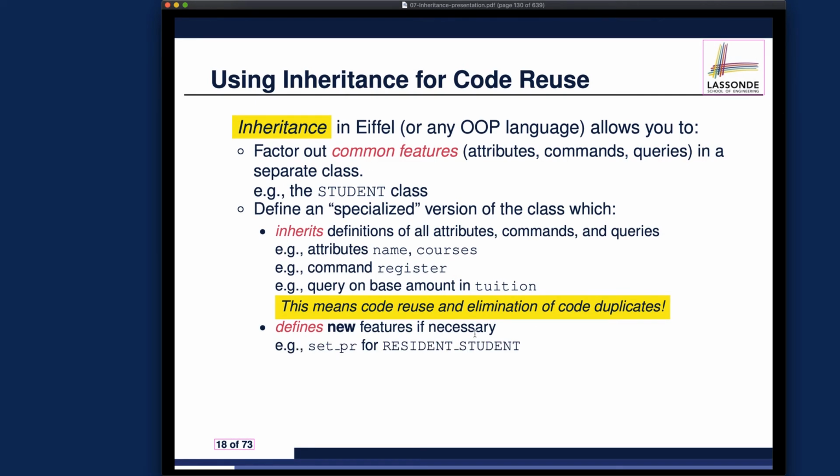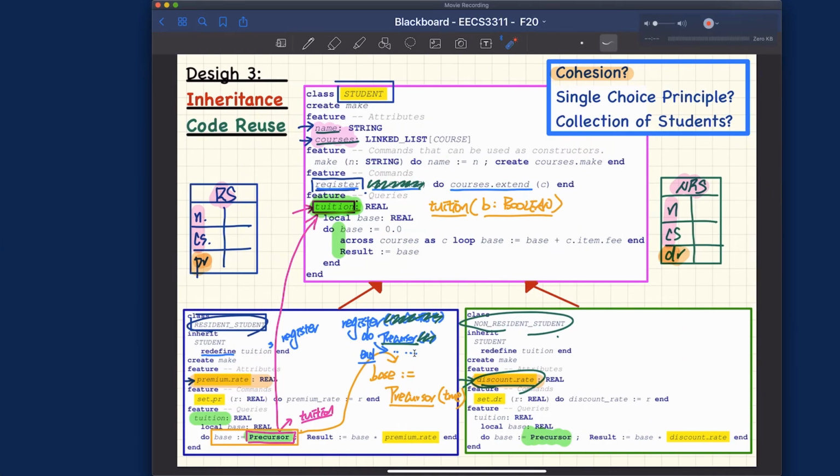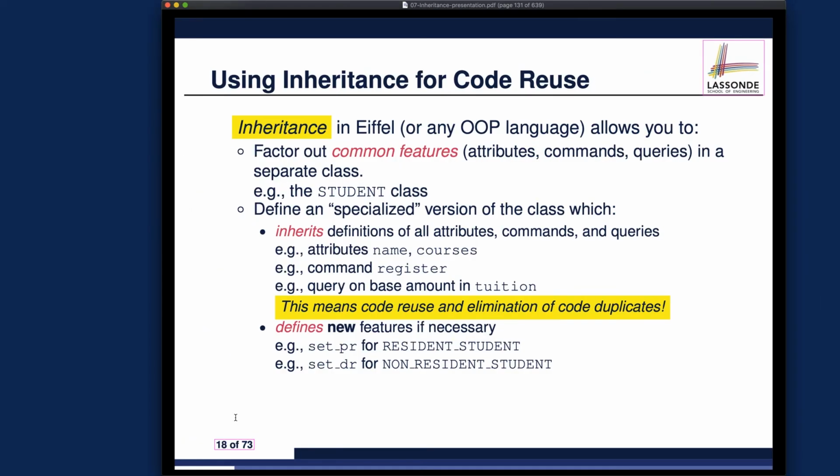For example, in the case of the resident students and also non-resident students, let me show you. Here you can see for resident students, what are the new features? Set premium rates and also premium rates. So these are new. They don't exist in the students. You can think about whenever you're creating a new subclass, you're basically accumulating the features. You can also add new features in that child class. And also for non-resident students, what are new? Well, discount rates and also set discount rate. These do not exist in the parent class. Okay, so that's about adding new features to the child classes.